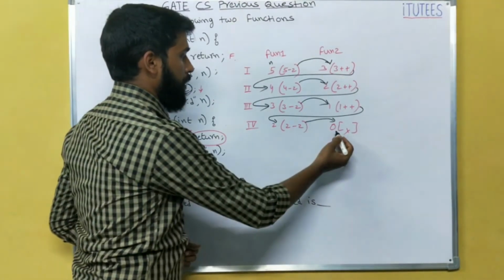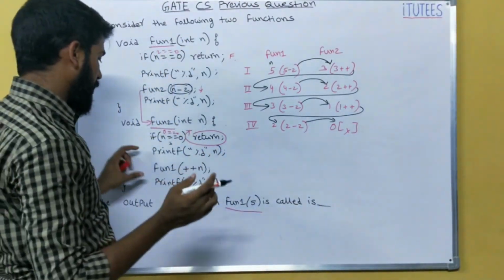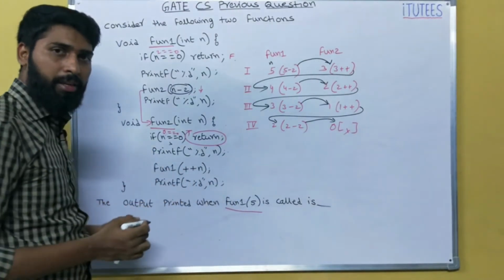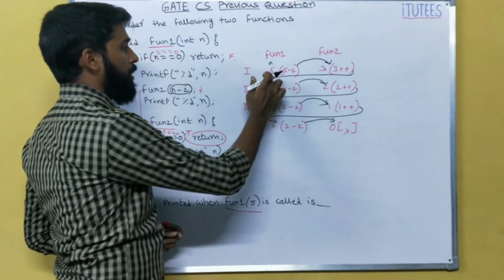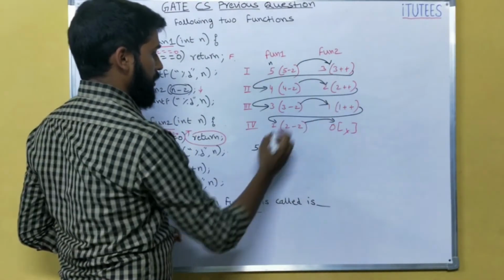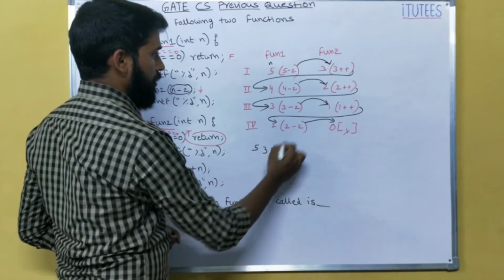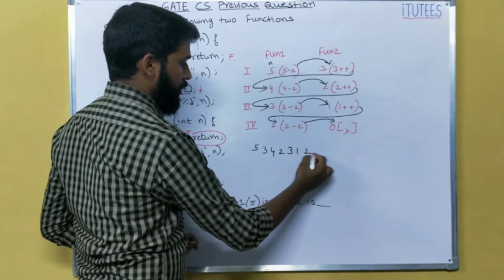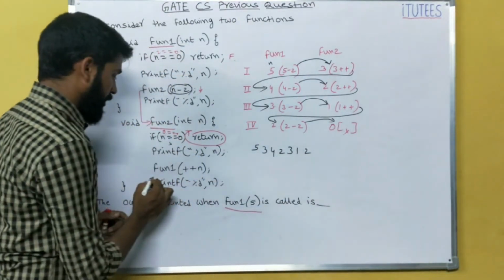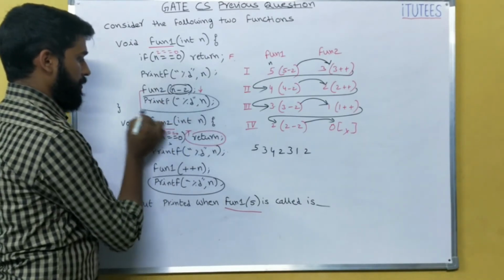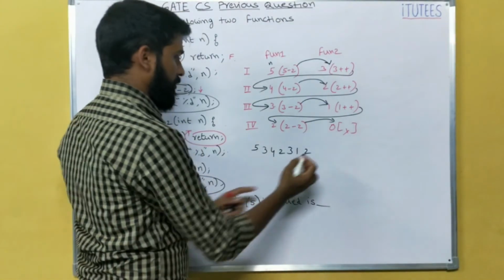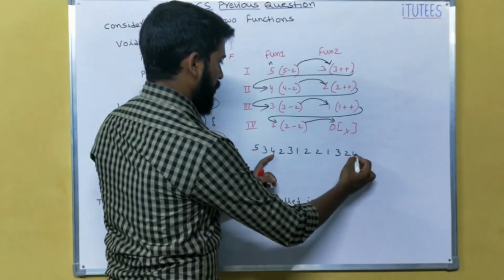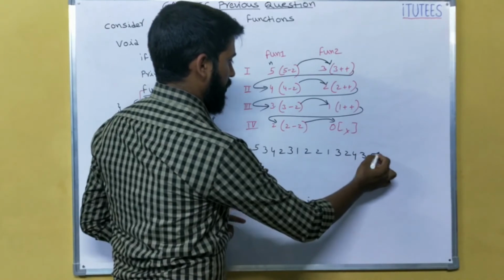In every function there are two printfs. One is first, and another comes after the function call. The execution starts from here. It prints first 5, next 3, next 4, next 2, next 3, next 1, 2. Again, these printf statements are executed. In these printf statements, what is the value? 2, 1, reverse, 3, 2, 4, 3, 5. So this is the output.